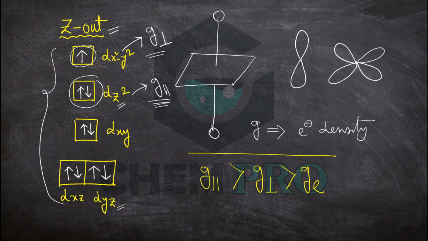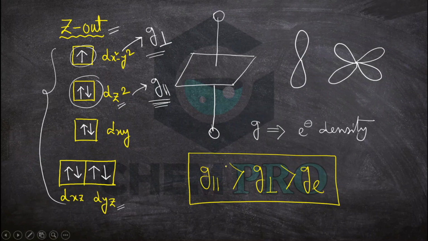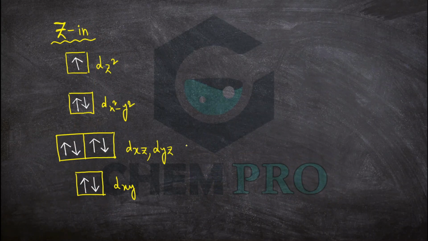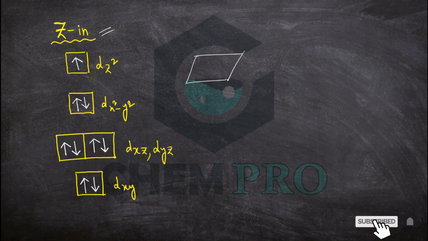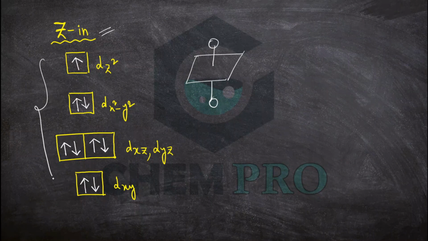Okay, so this is the first trend for Z out type of Jahn-Teller distortion. And now the second one is Z in Jahn-Teller distortion. Here the axial bonds are contracted and the interaction along the z axis is quite high and they are destabilized. So this is the configuration of Z in type of Jahn-Teller distortion.